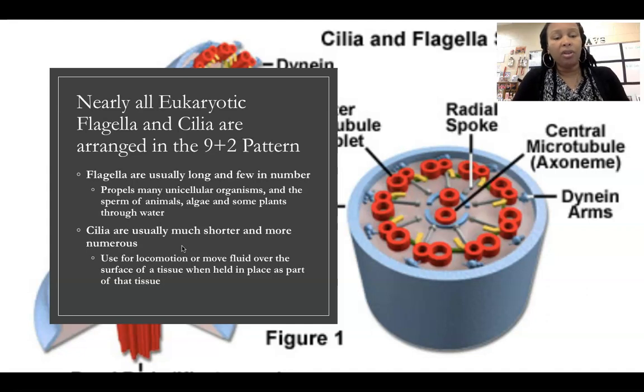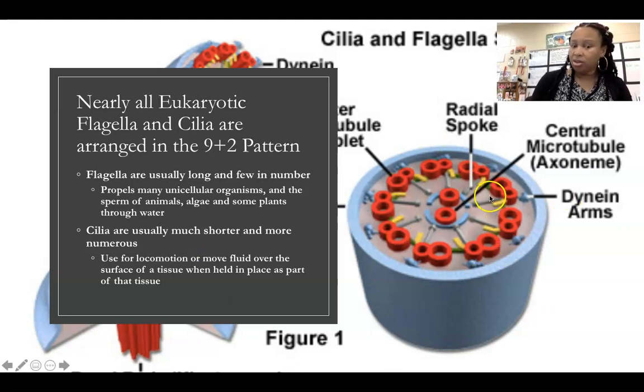Nearly all eukaryotic flagella and cilia are arranged again in that 9+2 pattern that you can see here, that I was talking about earlier. You probably understand it better now that you see it. There are 9 pairs of microtubules around the outside. You have your radial spokes, and then you have your central microtubules, and there are 2 there. So this is what it means by 9+2.